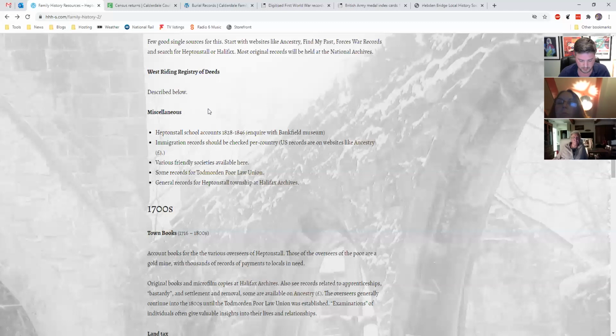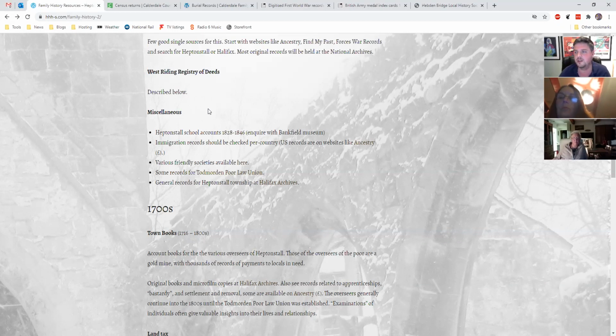And then other miscellaneous records. Counties are required by law to operate archives, and West Yorkshire is actually quite lucky to have 5 offices. And as you're probably aware, there's one in the basement of Halifax Library. Of course, they're gold mines of information.